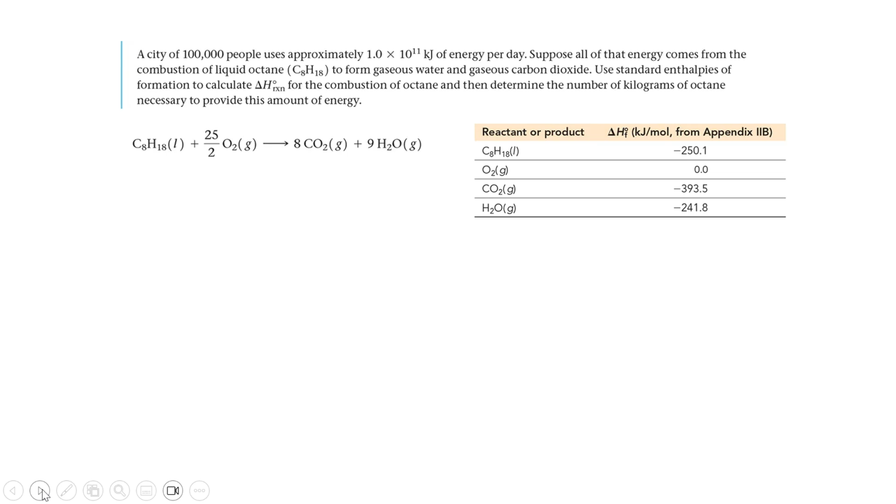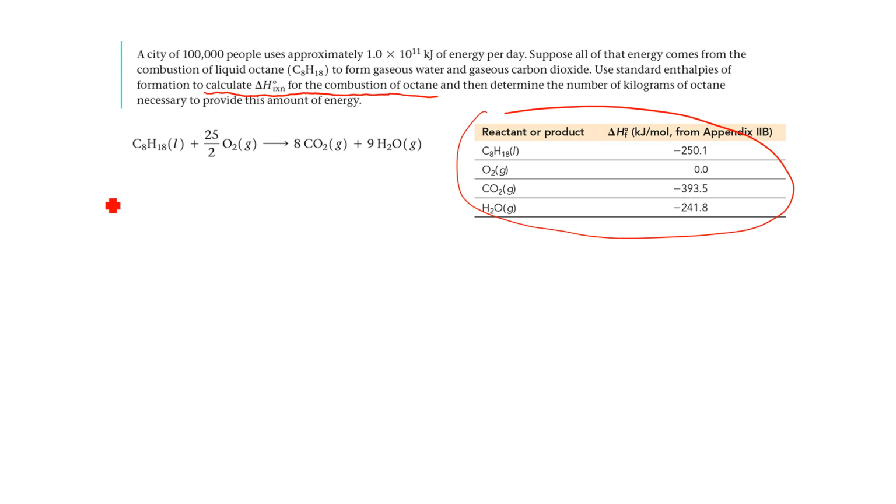I think the first thing we could do is just calculate delta H for the reaction. And look at this, we have a table that we can use. If we have a table, we know we can calculate the delta H of a reaction in its standard state by taking the sum of the products minus the sum of the delta H naught formation of the reactants.